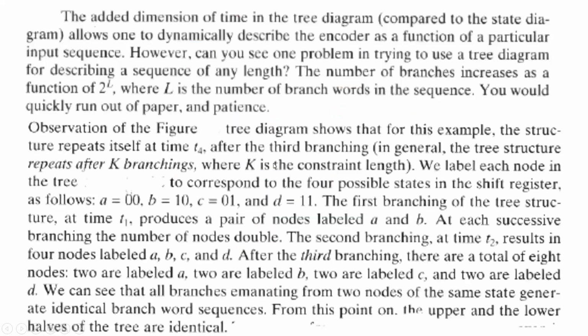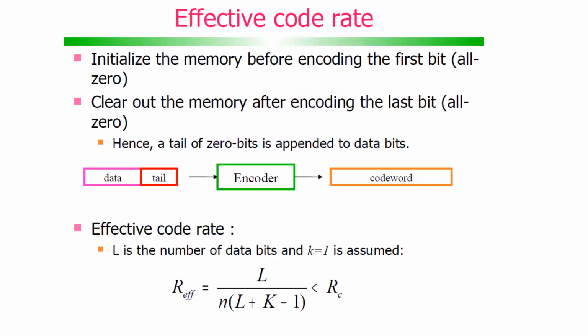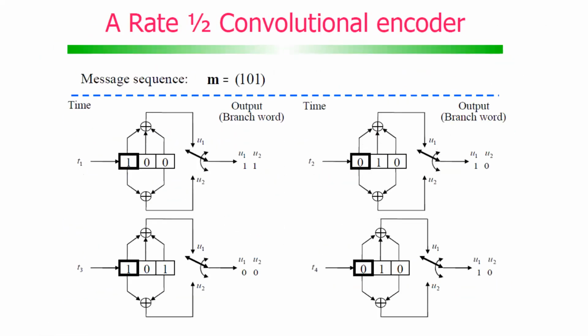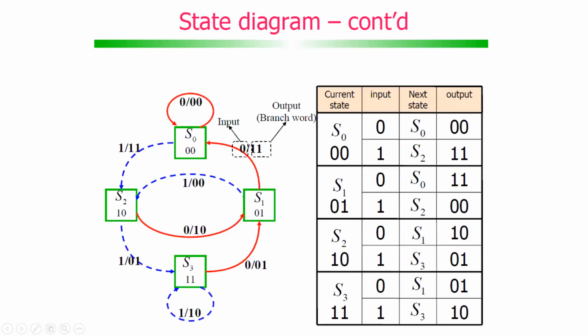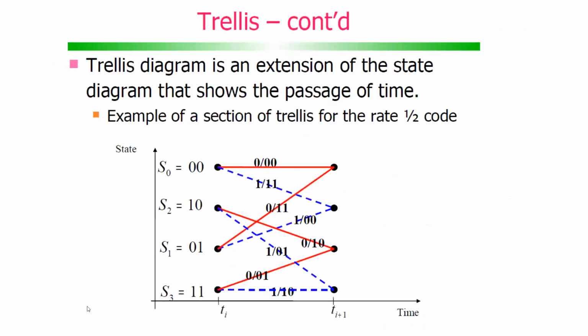Now, if you look at the encoder structure, when the input bit is 0, all the 3 contents will be 0, 0, 0. What is the output? The output will be 0, 0, 0. So let me come back to the trellis state. So when the initial state is 0 0, the input bit is 0, and the output bits will be 0 0.